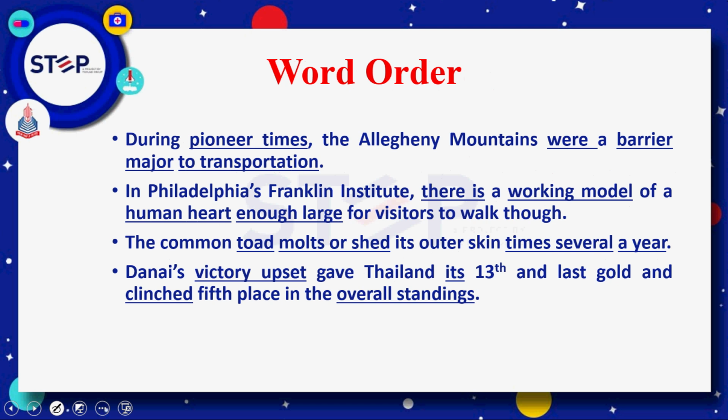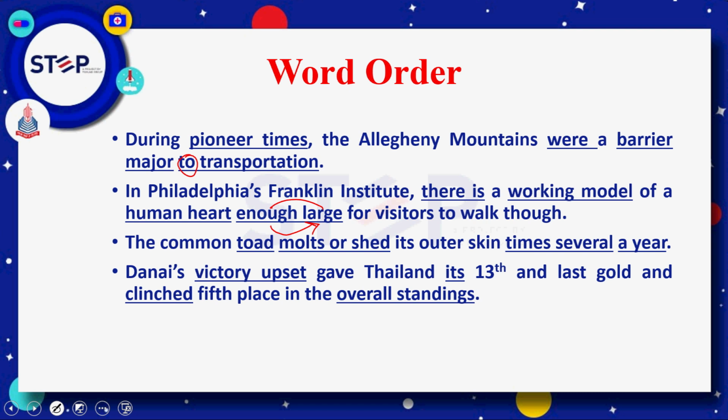Word order is yet another area of error identification. During pioneer times, the Allegheny Mountains were a barrier major to transportation. A barrier major to transportation. This is a kind of word order problem, because during pioneer times, the Allegheny Mountains were a major barrier to transportation. This too is giving a problem. In Philadelphia's Franklin Institute, there is a working model of a human heart large enough for visitors to walk through. This large should be here and this enough should be here.